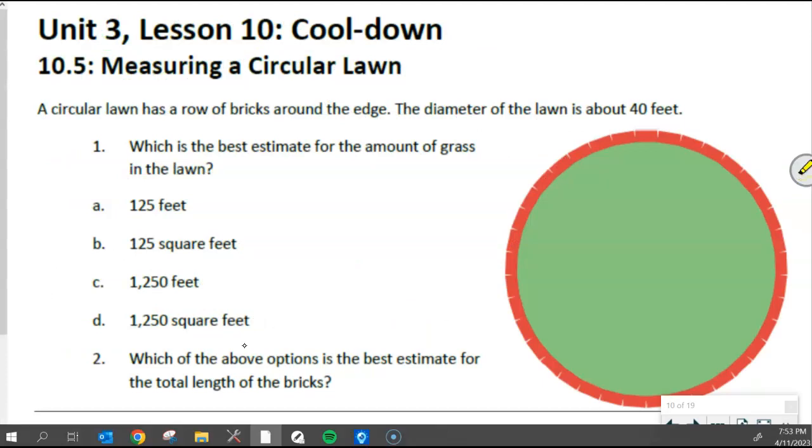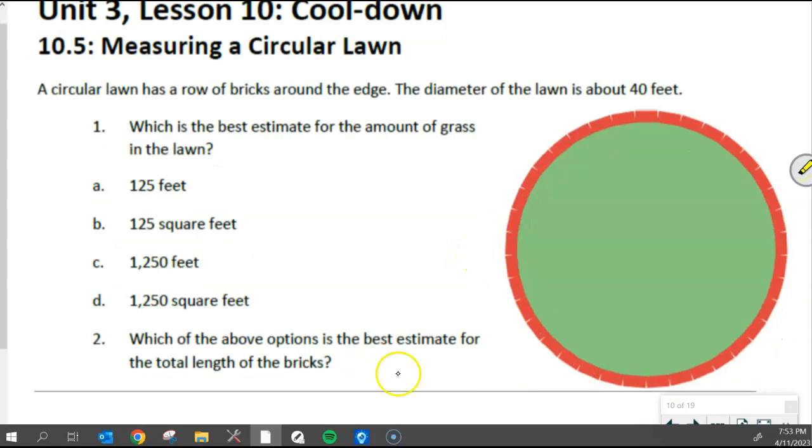Let's finish up with our cool down. A circular lawn has a row of bricks around the edge. The diameter of the lawn is about 40 feet. You've got an image here to help you out. Which of these estimates, A, B, C, or D, is the best estimate for the amount of grass in the lawn? Again, pay attention to the information that's given.